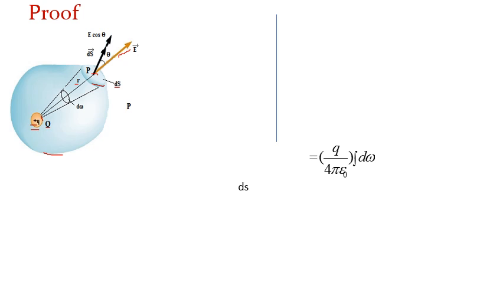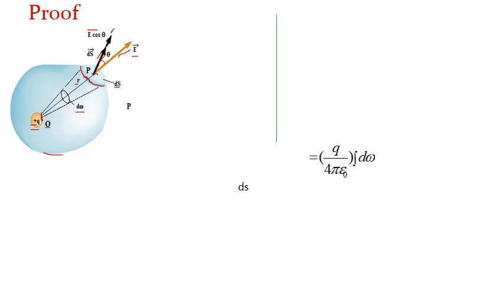One more thing, this vector is the area vector that is perpendicular to this area ds, and E cos theta is the component of E along this normal. Also, this d omega is the solid angle subtended by this area at O.